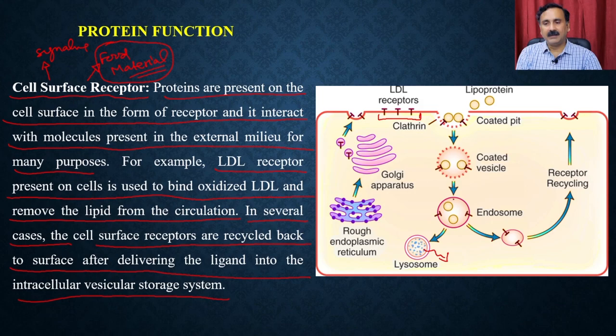On the other hand, these receptor molecules go back to the plasma membrane and are expressed again as the receptor. So these receptors are again available for performing this function, which means this recycling of the receptor will continue, and that's how it keeps taking up the nutrition from the external milieu.